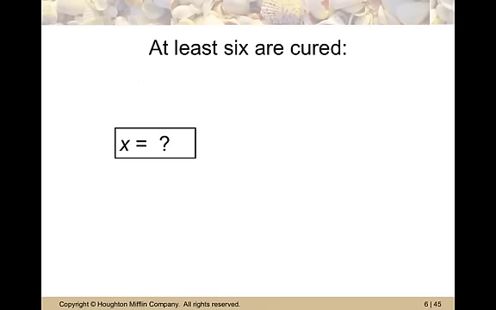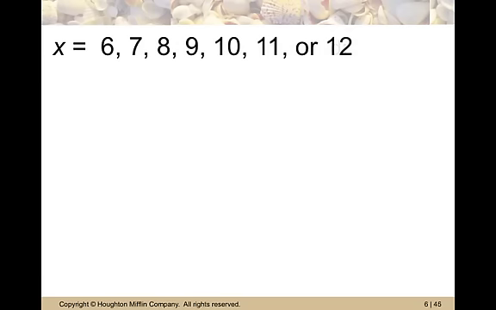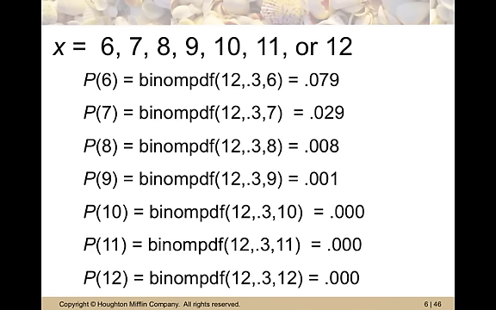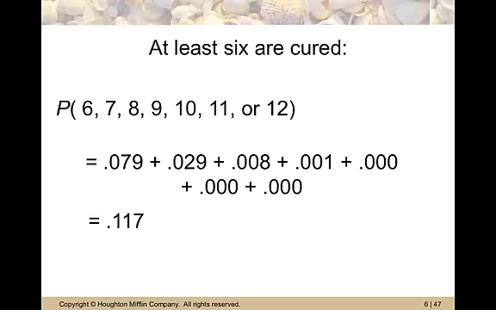At least 6 are cured. What would x be? N is still 12. P is still 0.3. Q is still 0.7. But what is x? At least 6 means 6 or 7 or 8 or 9 or 10, 11 or 12. So one thing you could do is go through and just with your calculator, find P of 6, P of 7, P of 8, P of 9, P of 10, P of 11, P of 12, and get all those values, just going back through and using your calculator over and over, and then adding them up, and you get 0.117.